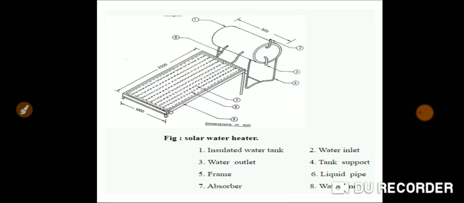Number six is your liquid pipe. Number seven is your absorber, and number eight is your water lines. These are water lines. Cold water comes from here, and hot water goes out from there.